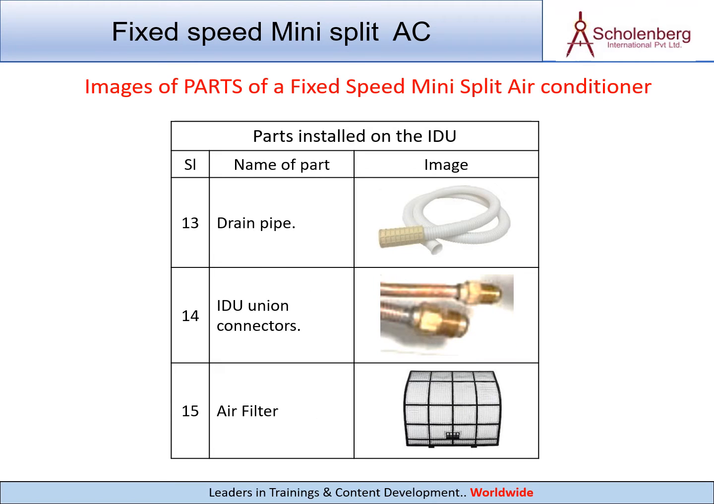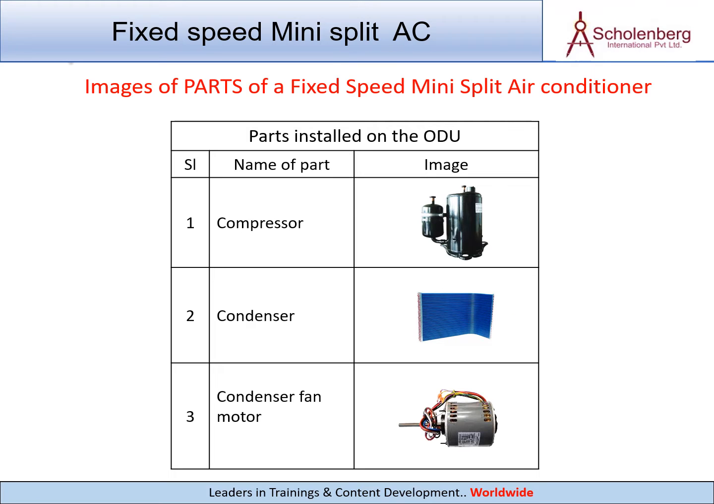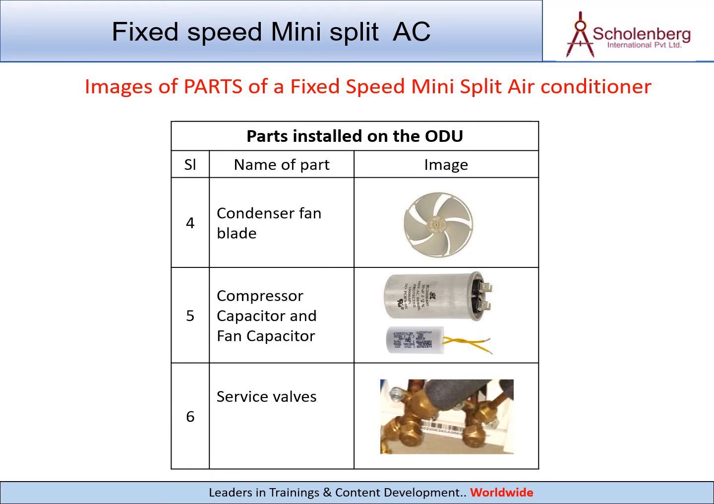13. Drain pipe. 14. IDU union connectors. 15. Air filter. Parts installed on the ODU. Serial. Name of part. Image. 1. Compressor. 2. Condenser. 3. Condenser fan motor. 4. Condenser fan blade. 5. Compressor capacitor and fan capacitor. 6. Service valves.